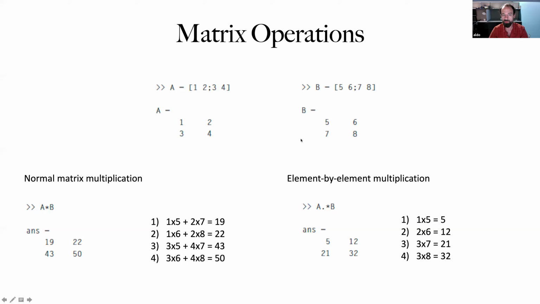Or you can also perform operations element by element between matrices, vectors, whatever you want. In order to do that, you just add a dot before your arithmetical operator, like in this case. Doing so, instead of following the rules of matrix multiplication, here we are multiplying each element of each matrix by its correspondent. So 1 times 5, 2 times 6, 3 times 7, and 4 times 8. And so we have a completely different result.